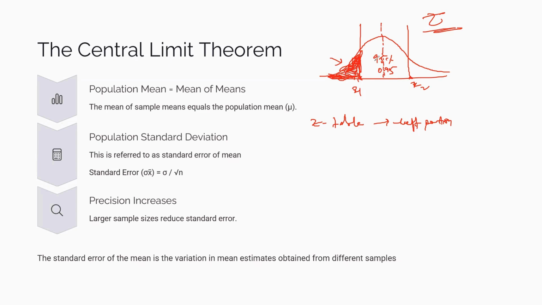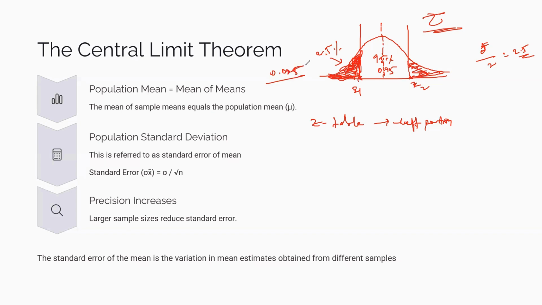Total area is 1. This portion is 95%. That means I have 5% in total outside, but that 5% has to be equally divided between this portion and this portion, right? It's symmetrical, so I'm dividing it by 2. I'll get 2.5%. What does 2.5% in decimals mean? 0.025.